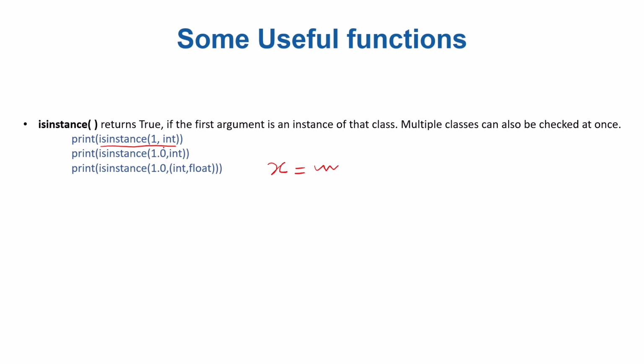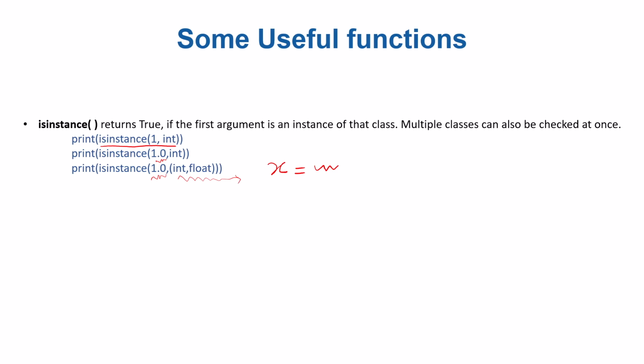So isinstance(1, int) returns true. Is isinstance(1.0, int)? That returns false, because this is a floating point number. And you can check whether a particular value belongs to one of several types. You can give several types in a tuple, and check whether it belongs to any of them or not.